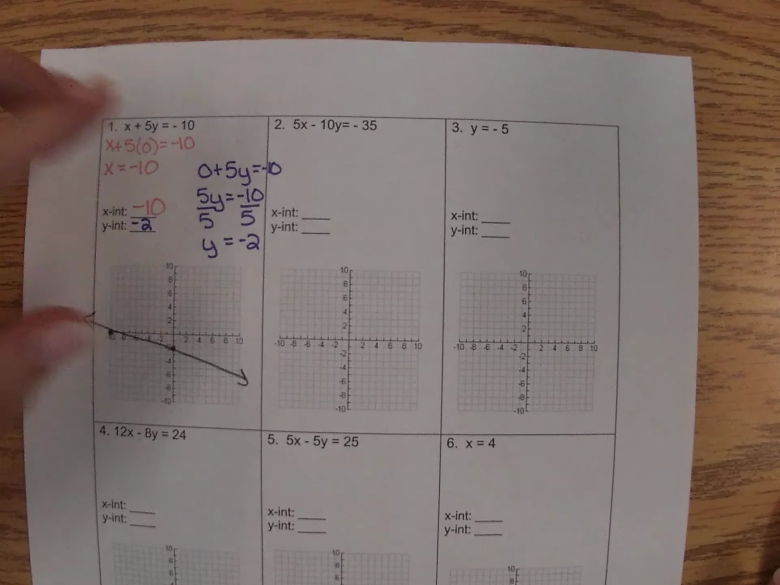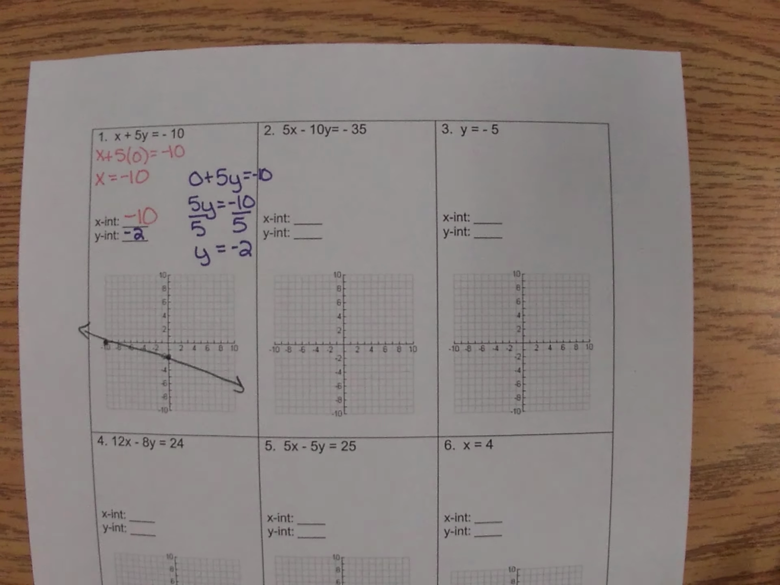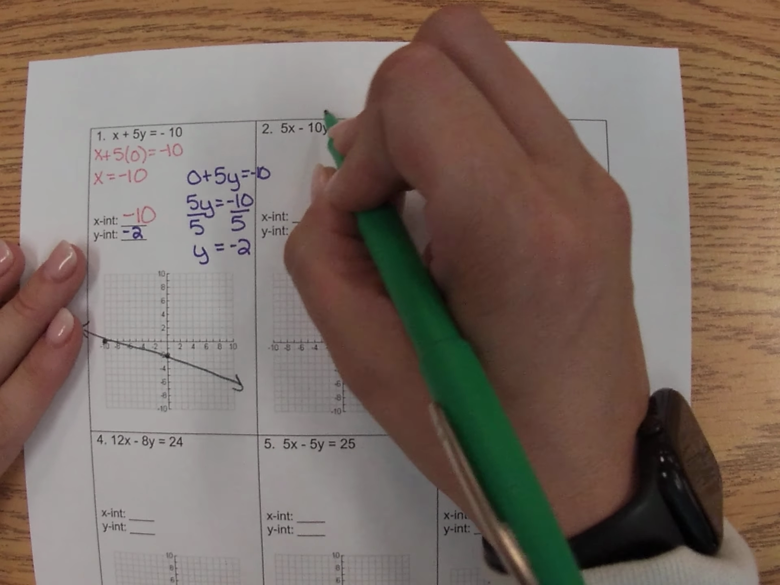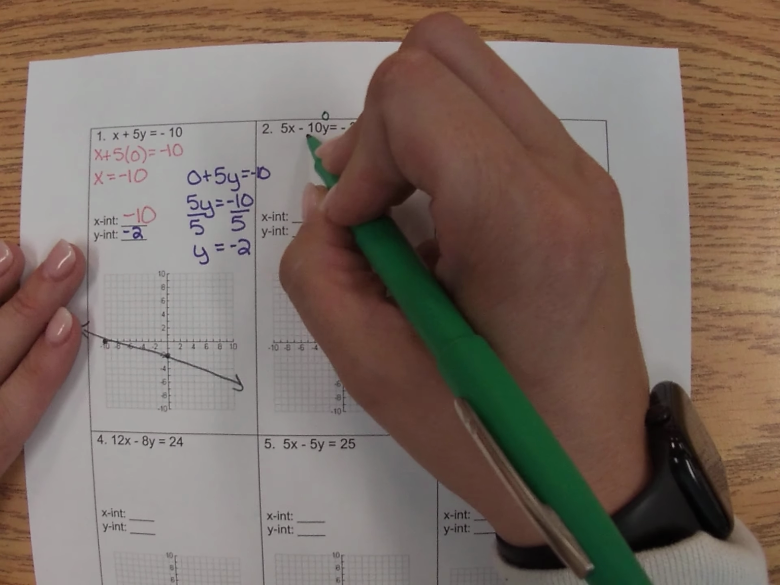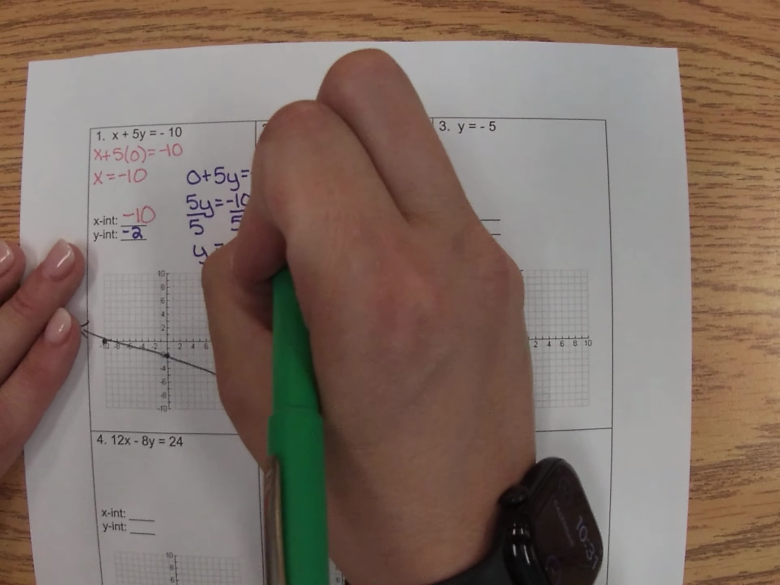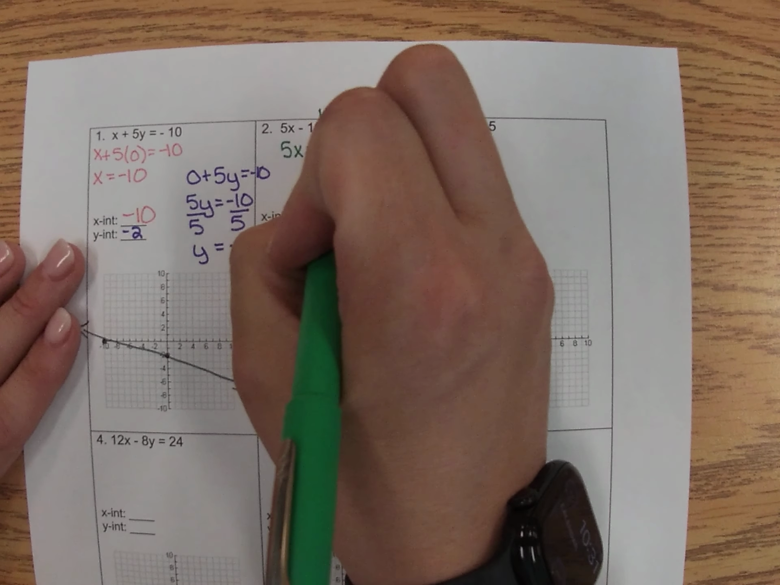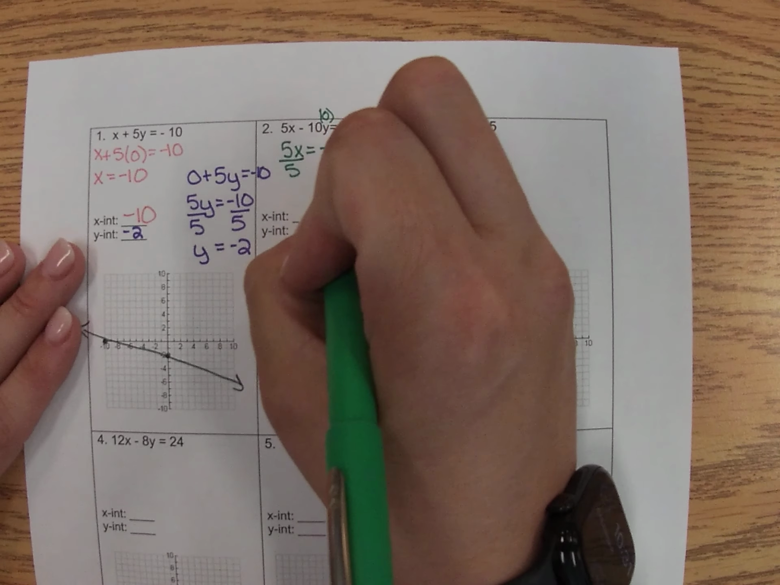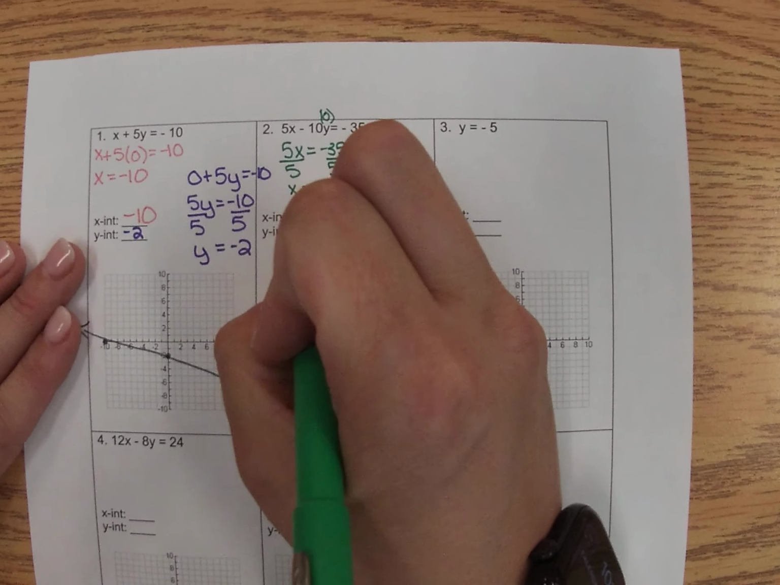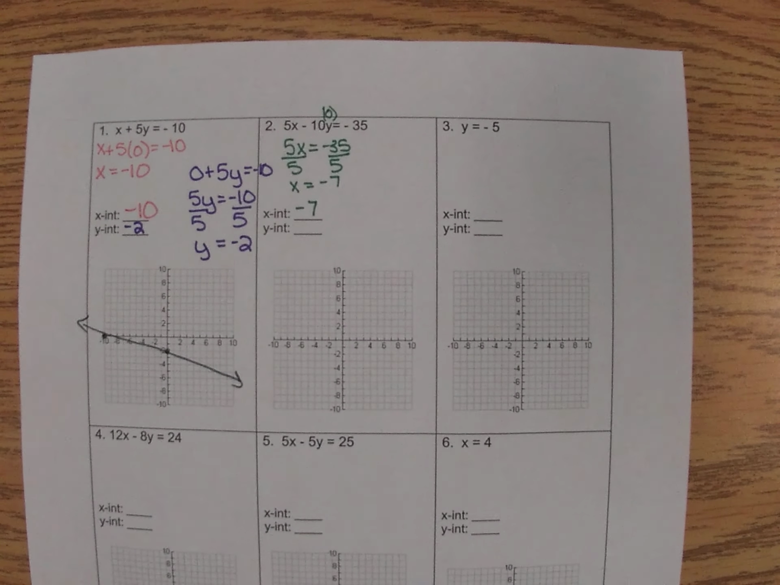So if I'm looking at number 2, 5x minus 10y equals negative 35, and I want to find my x-intercept, right, I am going to say my y value equals 0. But I know if I plug in 0 for y, 10 times 0 just becomes 0, and so I'll get 5x equals negative 35. Just don't lose your negatives. So my x-intercept is negative 7.